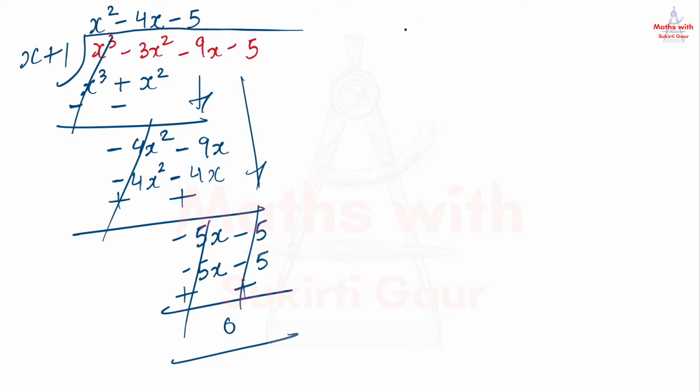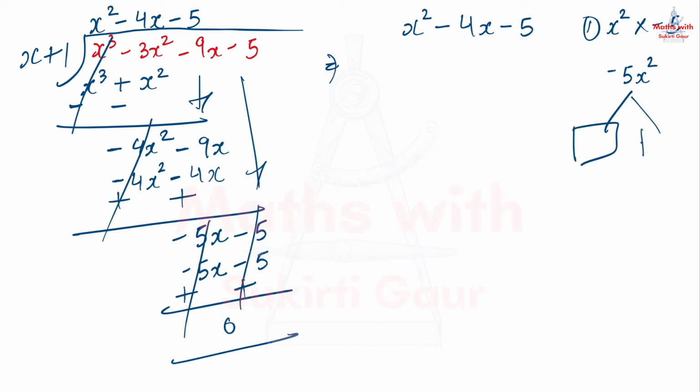Division is complete, and we have our quadratic polynomial x square minus 4x minus 5. Factorizing it with the help of splitting the middle term method. First step is to multiply the first term with the last term, minus 5. We are getting minus 5x square. We are going to get two numbers, such that our product should be this, and our sum should be the middle term, that is minus 4x.